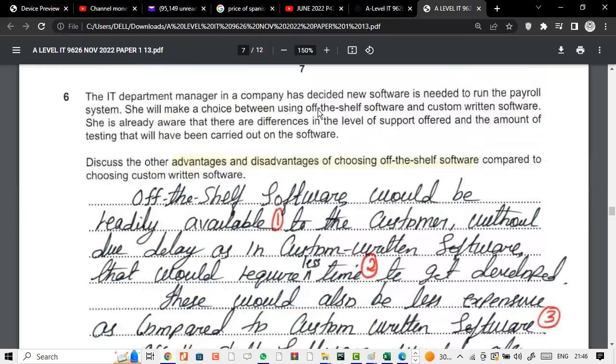The IT department manager in a company has decided new software is needed to run the payroll system. She will make a choice between using off-the-shelf software and custom-written software.